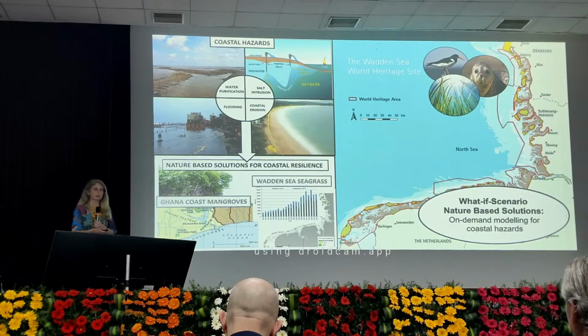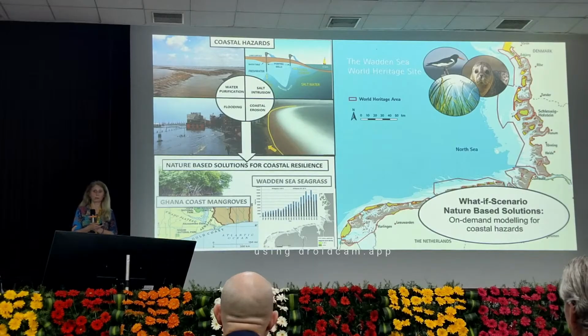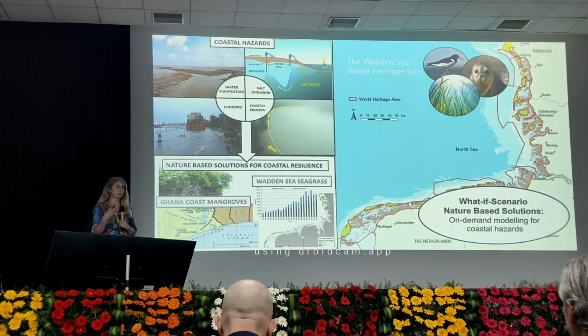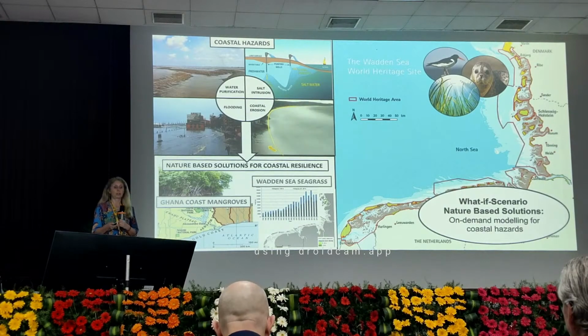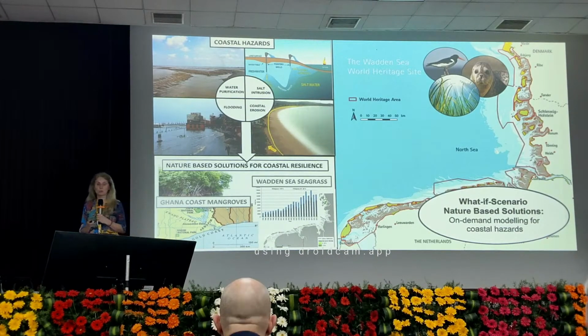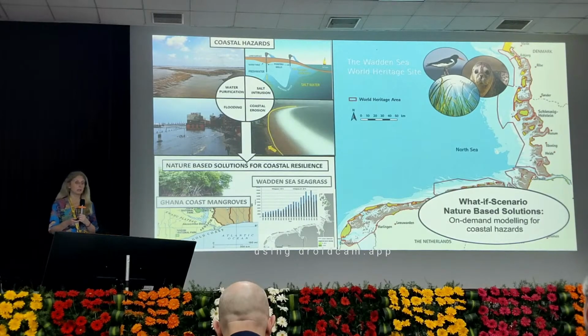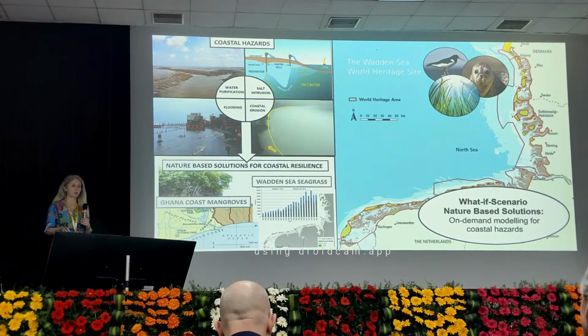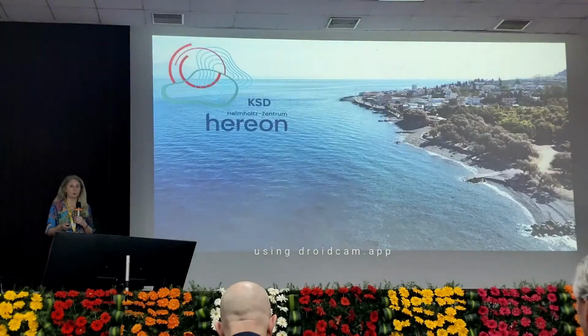And I will end my presentation with providing here an example of how this digital twin of the ocean works for the nature-based solution and how really the user can select the different what-if scenarios for making their own decision for using the mangroves or seagrass for protecting their own coast.